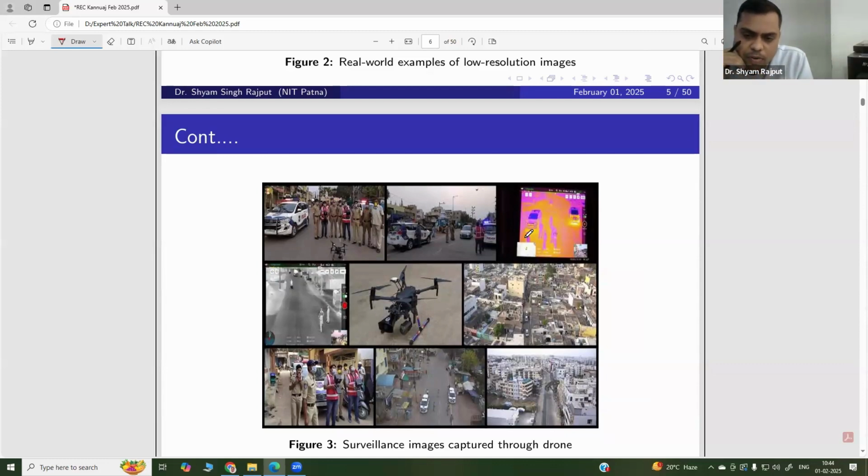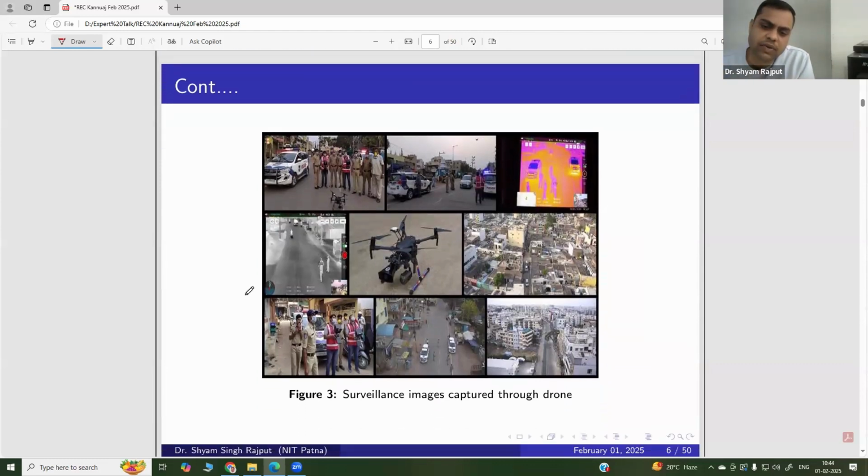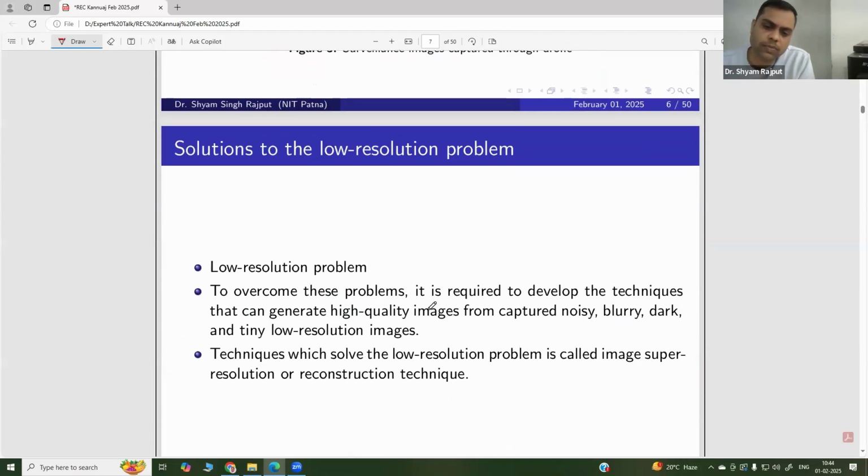So how can we solve this problem? Basically, what is this problem? This is called the low resolution problem.